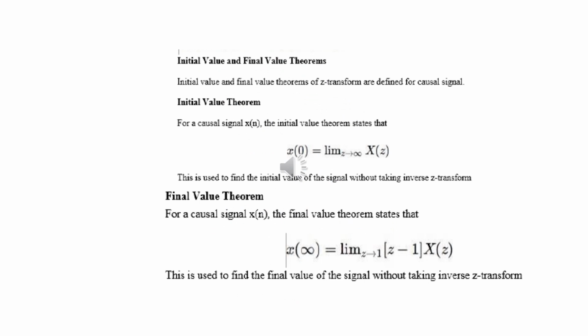Initial value theorem and final value theorem. These theorems of the Z transform are defined only for causal signals. So in order to find the initial value of a signal without taking the inverse Z transform, the initial value theorem states that for a causal signal x(n), the initial value x(0) is nothing but the limit z tends to infinity of X(z). Similarly, for a causal signal, the final value of the signal x(infinity) is nothing but the limit z tends to 1 of (z minus 1) into X(z).